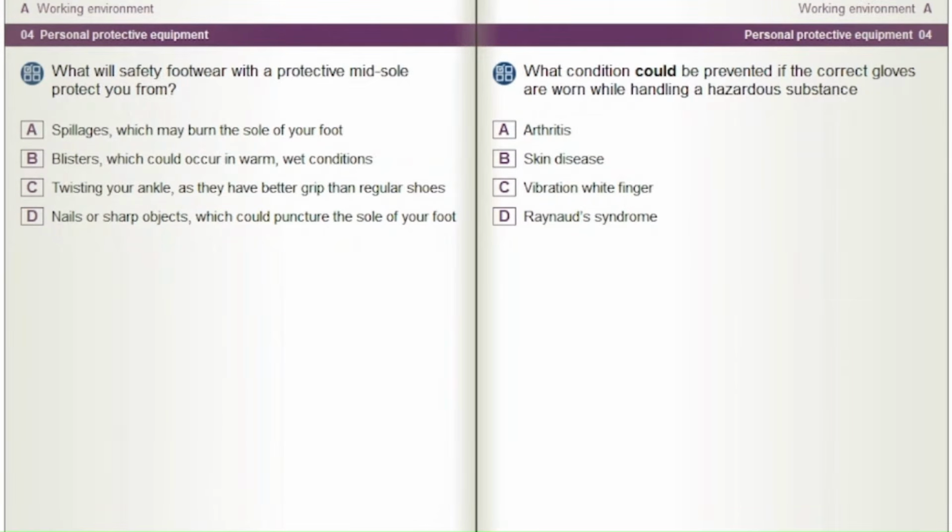What will safety footwear with a protective midsole protect you from? Spillages which may burn the sole of your foot. Blisters which could occur in warm, wet conditions. Twisting your ankle as they have better grip than regular shoes. Nails or sharp objects which could puncture the sole of your foot.